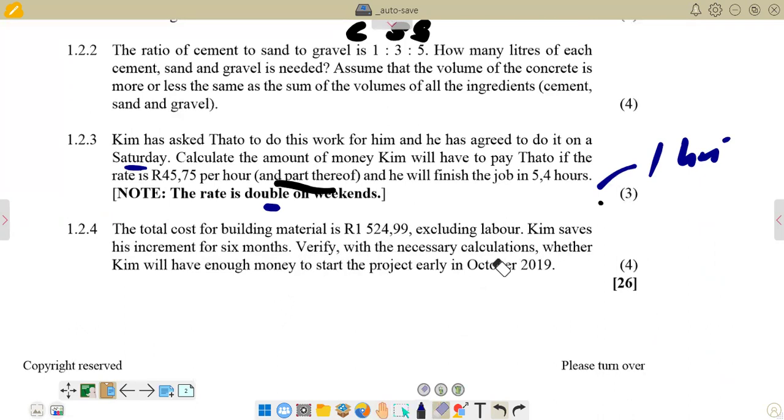So we are being told that Kim saves his increment for 6 months. If you go to the beginning of the question, let's see the total savings that we have. Basically, we are going to calculate the total savings, and then we are also going to calculate the total cost, and then we compare the two. So we see if the total savings will be enough to cover the cost. Let's calculate the total savings first.